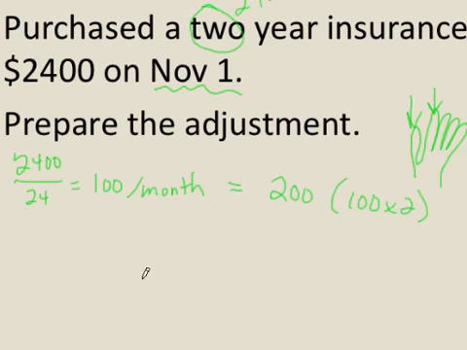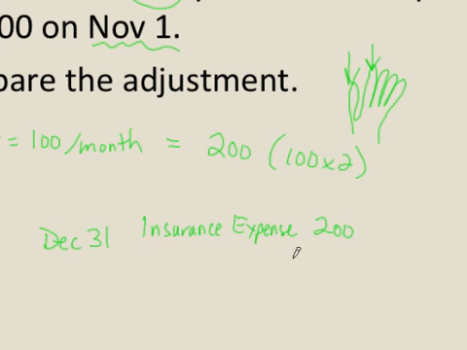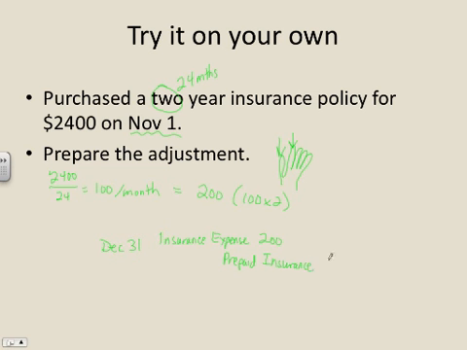That's pretty simple, right? So the adjusting entry is going to be then always at the end of the fiscal period. And if we don't have a date, assume it's December 31st. It's going to be insurance expense, 200, and that's a debit, and prepaid insurance, which was our asset, it's going down $200. And you can write your explanation there.